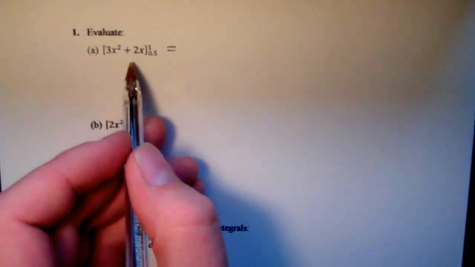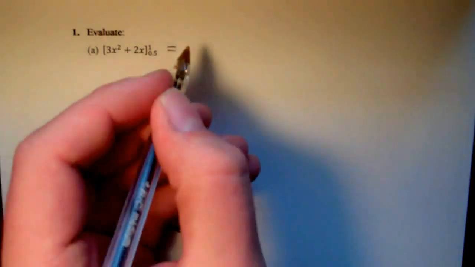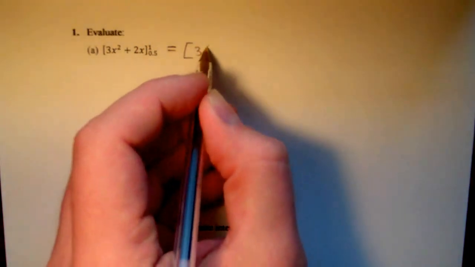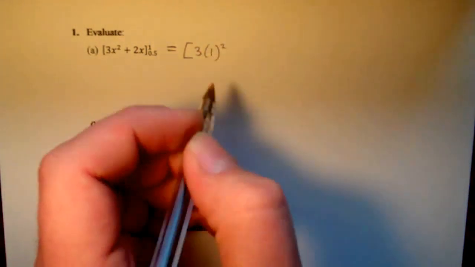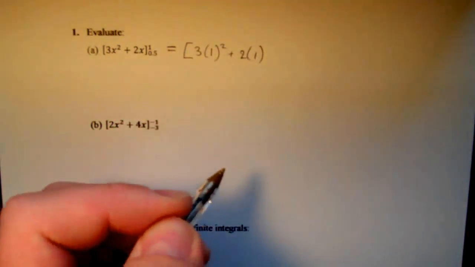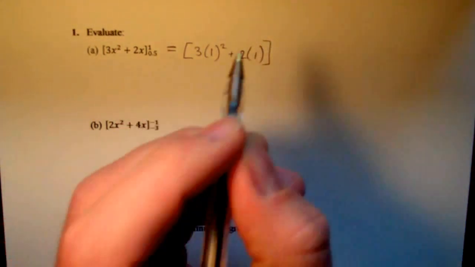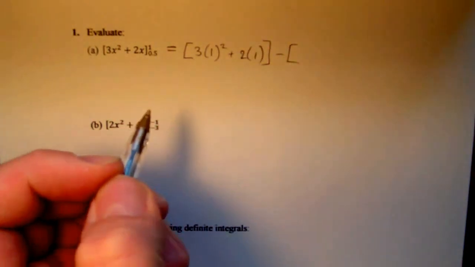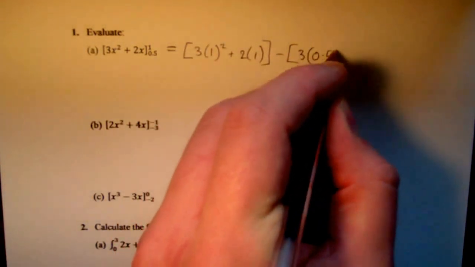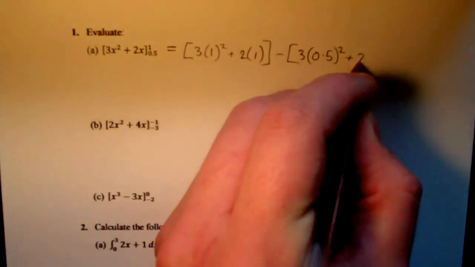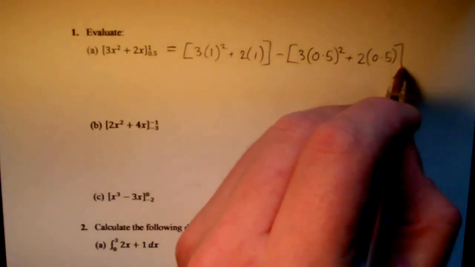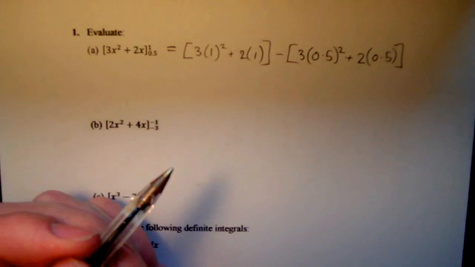Right, so 3x squared plus 2x, the limits 1 and 0.5. So we just put those in one by one. So first we put 1 in. So we've got 3 times 1 squared plus 2 times 1. And that's the first bracket, and we're subtracting from that the second bracket, which is 3 times 0.5 squared plus 2 times 0.5. Okay, and then we can just evaluate that.